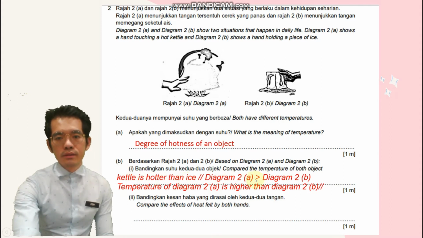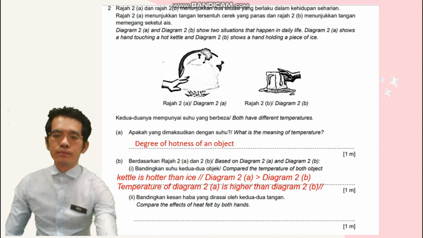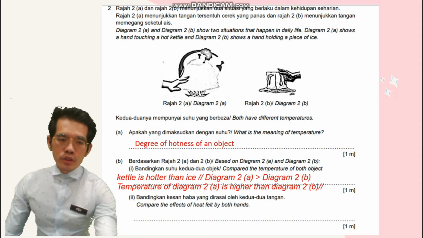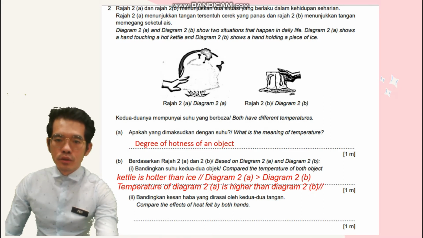You may also use the greater than symbol to show that diagram 2A has greater temperature than 2B, or you can write it in a sentence. Question B2, compare the effect of the heat felt by both hands. This is only 1 mark. For 2A, the hand will feel hot because it touches the hotter object. And for diagram 2B, the hand will feel cold as it touches a piece of ice.